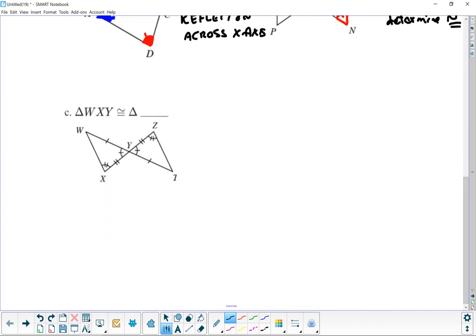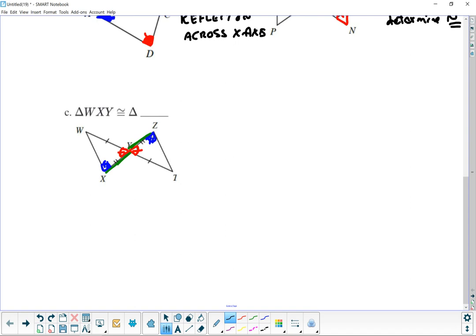And let's look at C. Let's see, triangle WXY. Looks like we have an angle. They both have ones there. Looks like we have a side. They both have twos there. And looks like we have another angle. And these angles both have twos also. That means that they're congruent to each other. So I'm going to say yes, they're congruent.